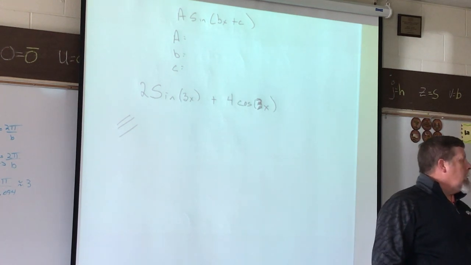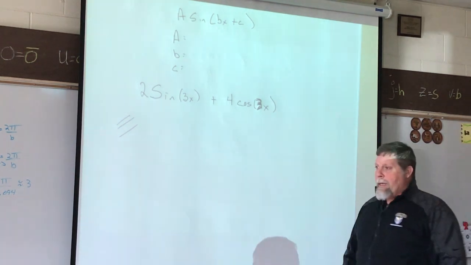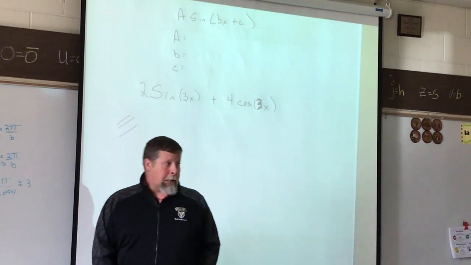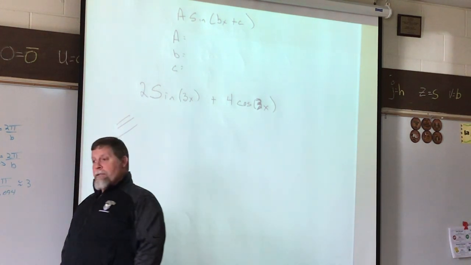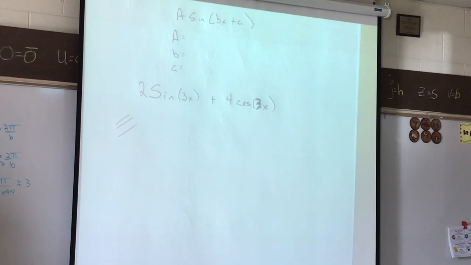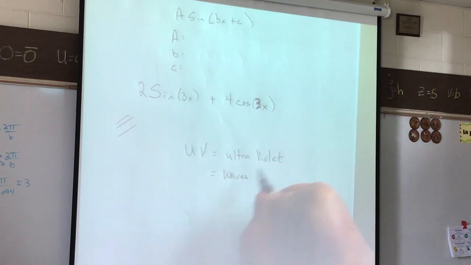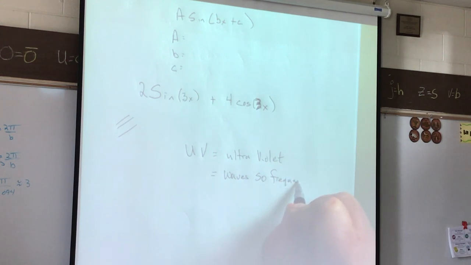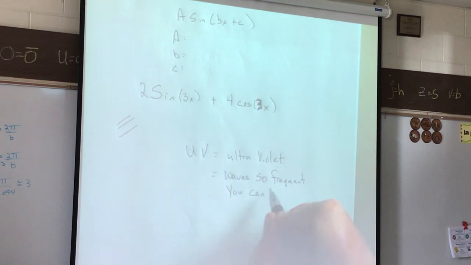For example, I remember over here Brecken last weekend was super excited about Saturday because she could go sun tanning without any tanning lotion on because it was a UV index of 6. What does that mean? Great. So Carson has actually figured out that UV means ultraviolet, which means waves so frequent you can't see them. That's a really scientific term.